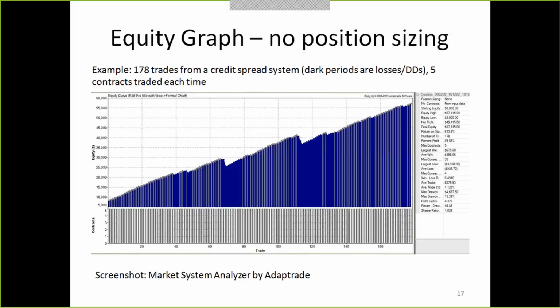So here we see that this is a profitable system because we start with $8,000 and it builds to an equity high of $57,000. So this system makes a net profit of $49,000. The places where you see the darker blue, those are losses, and some of them where they're wider, those are deeper drawdowns. One of the things you might notice, can you see my pointer, my cursor?